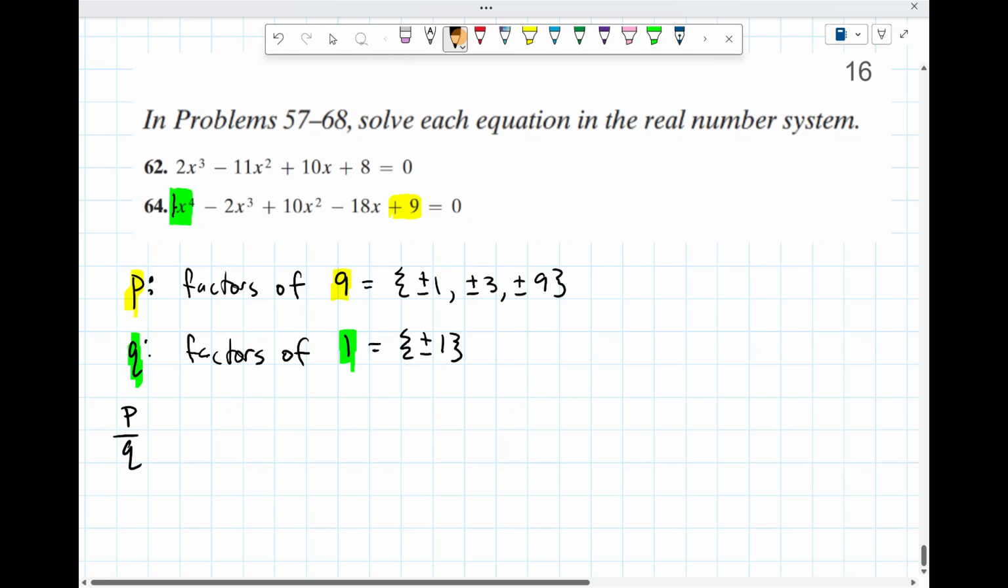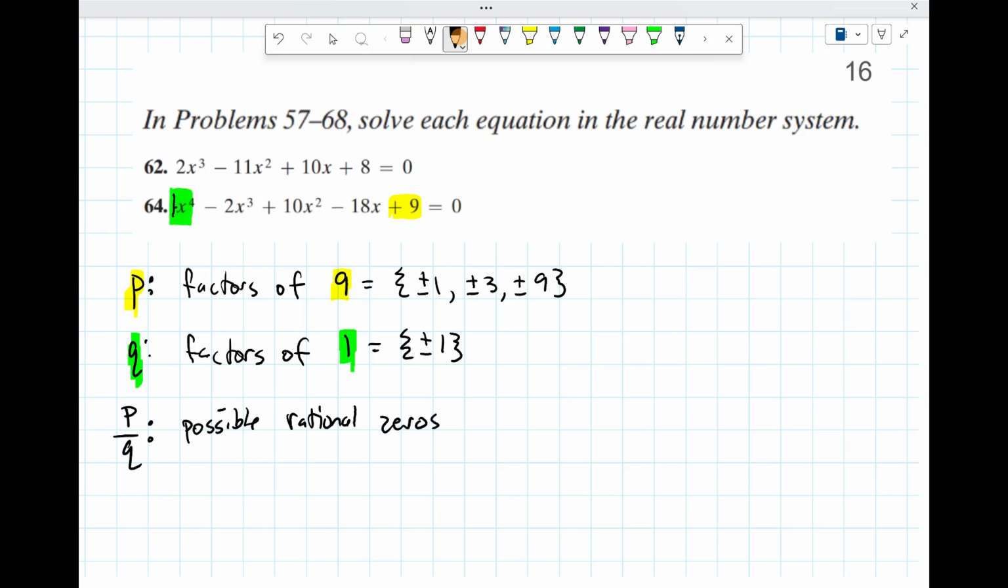From this, we will be able to find the possible rational zeros of this polynomial. We'll call this f of x. Okay? So we're going to say f of x is equal to x to the fourth minus 2x to the third plus 10x squared minus 18x plus 9. And if we can find the zeros, then we will find all the values of x for which this is equal to 0.